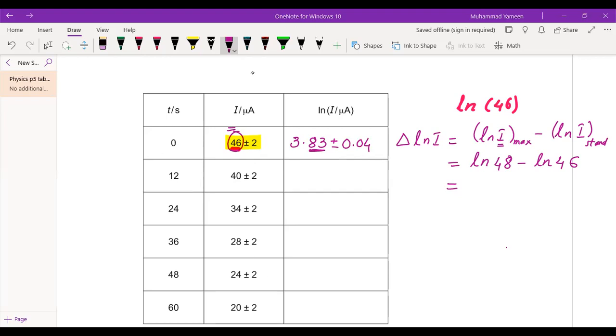So this is how you complete the table in case of log. This is the general rule that is applicable for all types of expressions, not only for the log. So the maximum value of log minus standard value of log, or maximum value of the variable minus standard value of the variable. And the number of decimal places in the log should be equal to the number of significant figures in the number. Okay, so now please stop the video and complete the table.